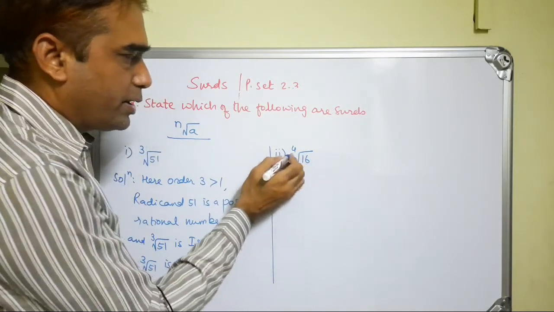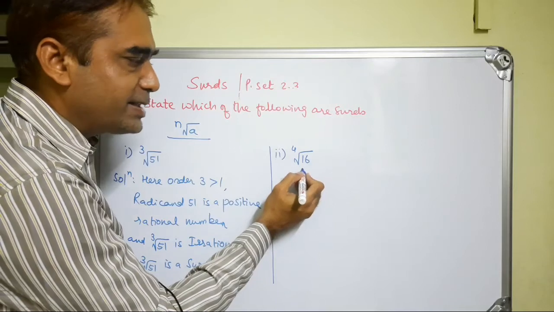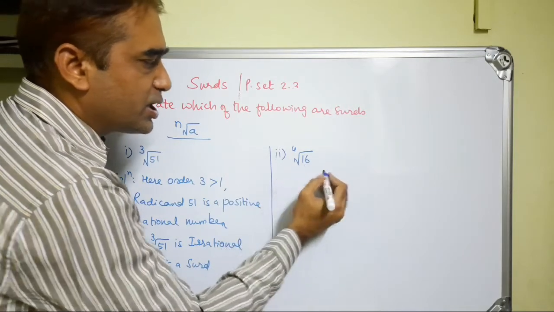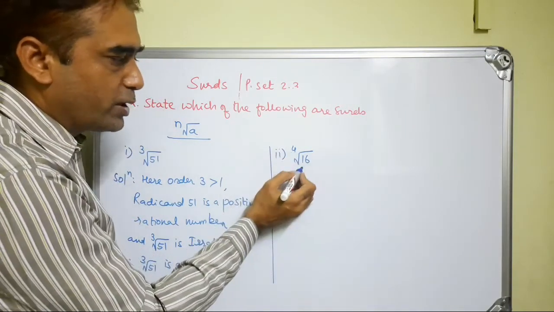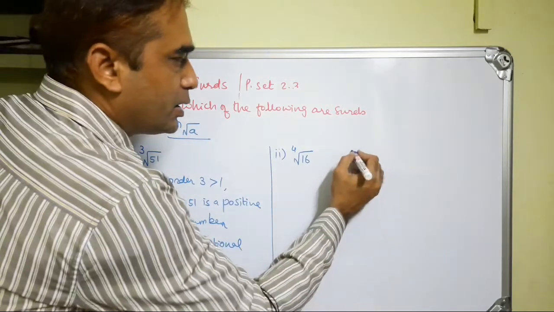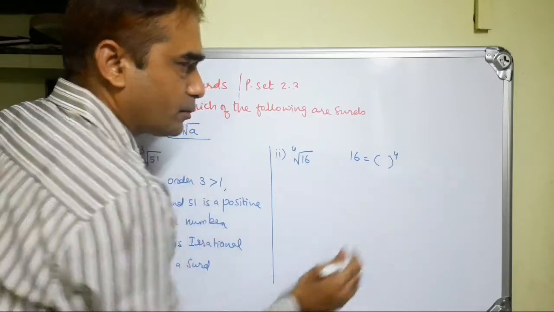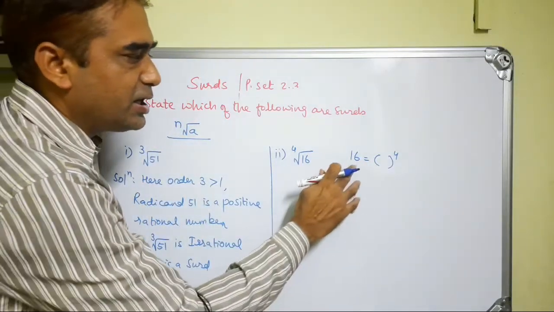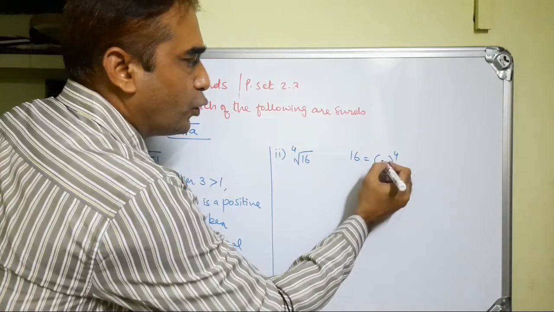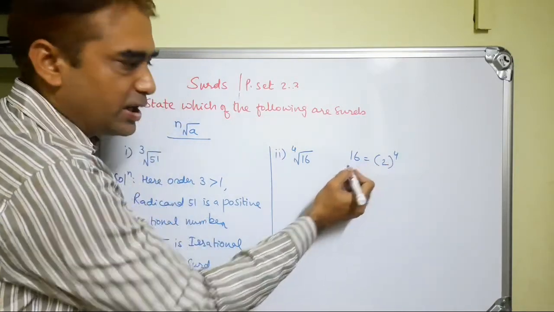Order is 4, which is a natural number greater than 1, but is 16 a fourth power of any number? Is 16 a fourth power of any number? Yes, 16 is the fourth power of 2. 2 raised to 4 is 16.